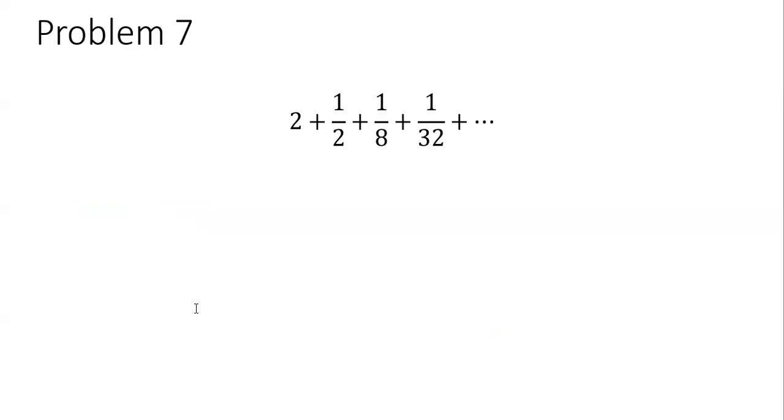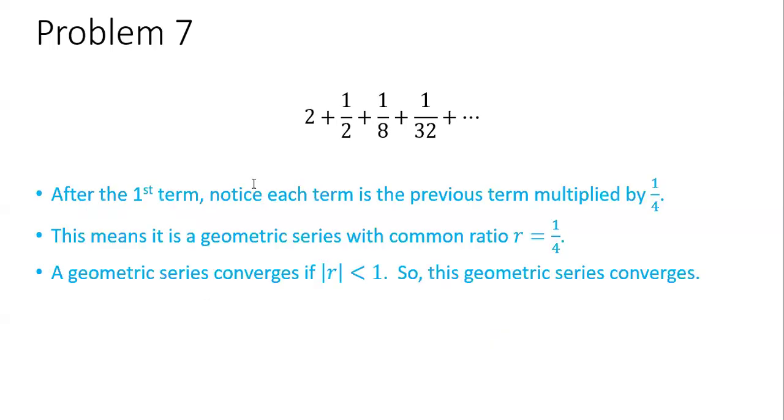So again, maybe let's write it in a closed form summation notation first. We realize that each term is being multiplied by 1/4, it looks like. Okay? So that means it's a geometric series, right? With a common ratio of 1/4. Actually, we don't even need to write it in the summation notation.